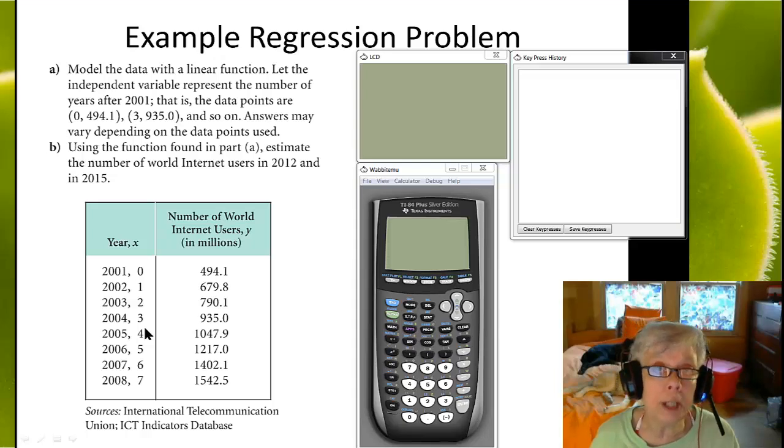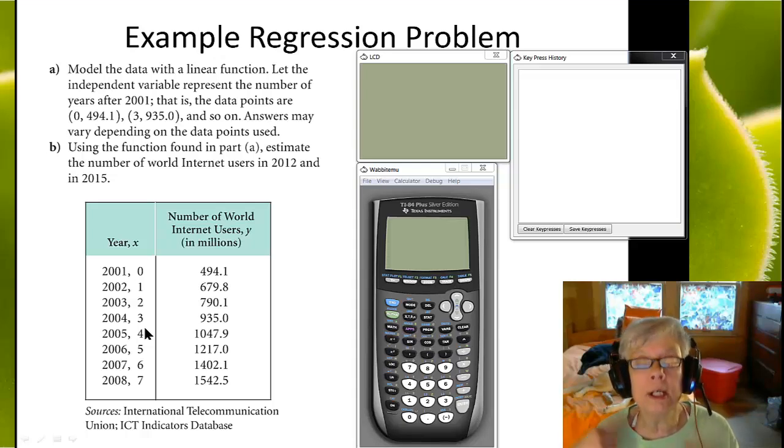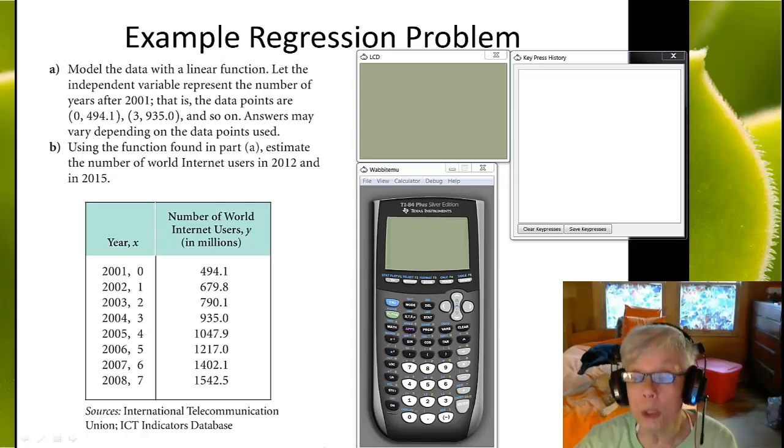And if you don't have your calculator out, why don't you pause the video now, and go get your calculator and bring it back, and I am going to be taking you step by step through what you need to do to live through a linear regression and do your own. Okay? Pause now, go get your calculator. Okay, you're back. I'm going to assume you're back.